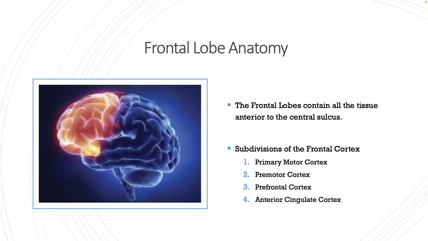So the frontal lobe contains all the tissue anterior to the central sulcus, the portion lit up on the left of the screen in the picture of the brain, the orange pinkish color here. So we'll start by going over the four subdivisions of the frontal cortex, which are the primary motor cortex, the premotor cortex, the prefrontal cortex, and the anterior cingulate cortex. As we go through these first slides, we'll mainly focus on the anatomy of them, and then we'll get to their functions later in the lecture.